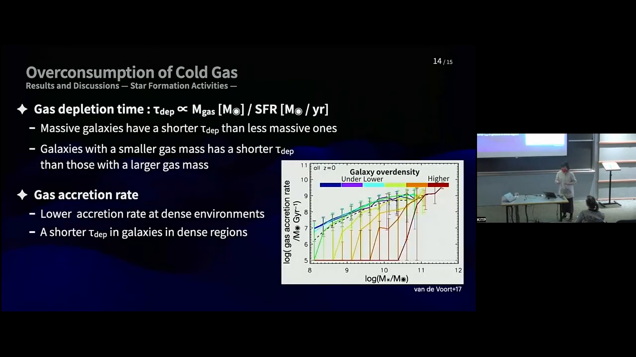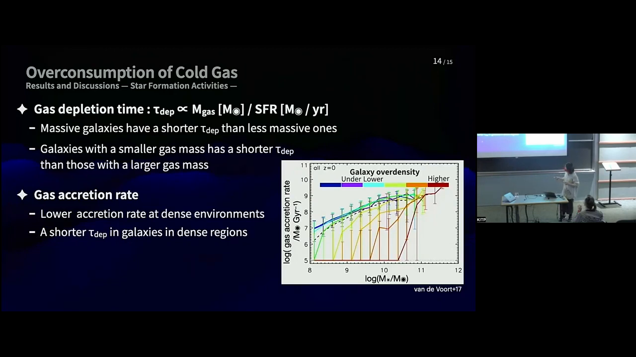So then, what kind of phenomenon is expected for the suppression of star formation in high-mass galaxies in dense regions? One possible explanation could be the overconsumption of cold gas. This phenomenon is expected to occur in high-mass galaxies in denser environments. Generally, the gas depletion time is proportional to the ratio of gas mass to the star formation rate. Since the star formation rate is proportional to stellar mass and redshift, this depletion time gets shorter in high-mass galaxies than in low-mass galaxies in the case of the same amount of gas.